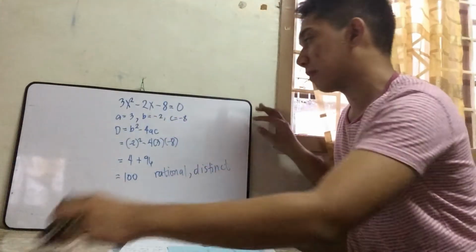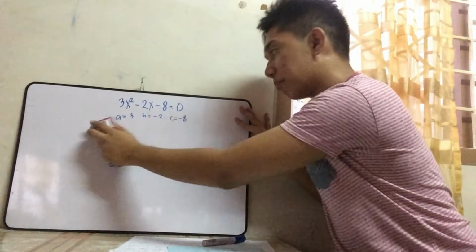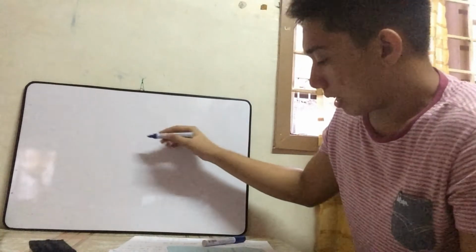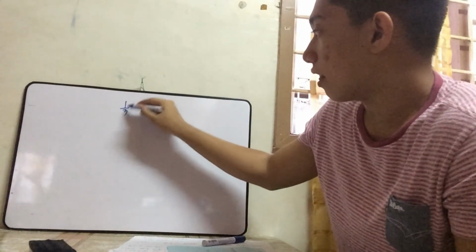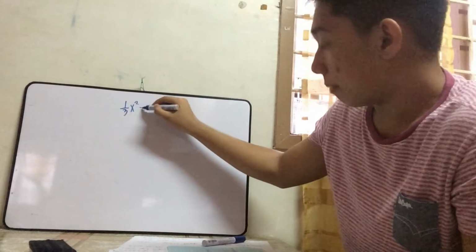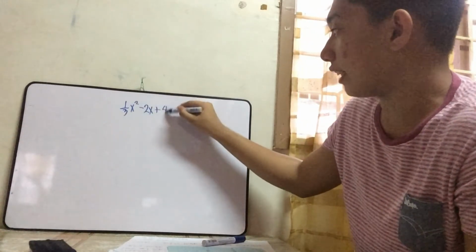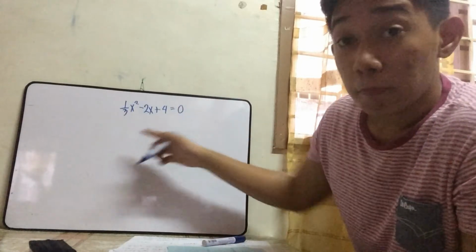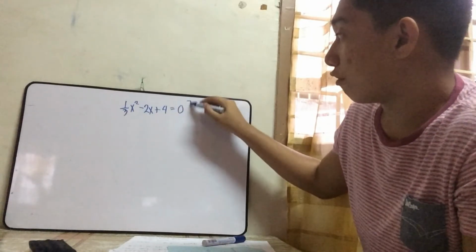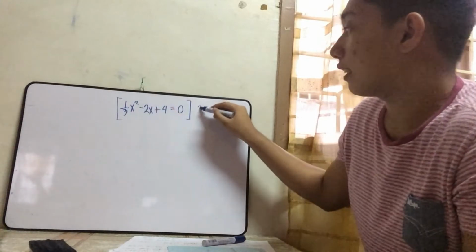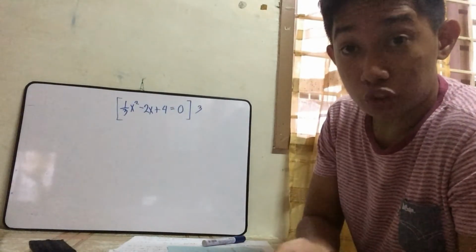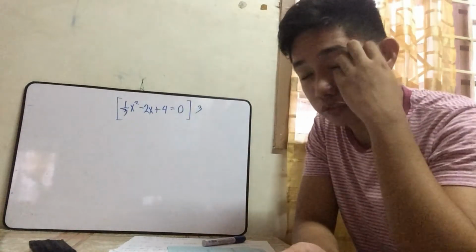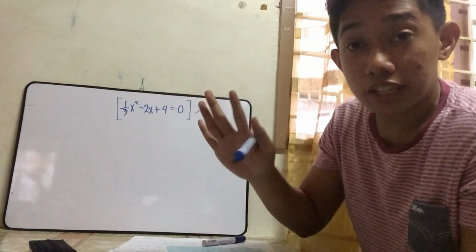So, ito naman. Last example na. So, our last example will be this one. 1/3 x squared minus 2x plus 4 is equal to 0. So, as you can see, may fraction. We can simplify this one first before we substitute or before we look for the values of the constants. Okay? So, unahin muna natin simplifying.